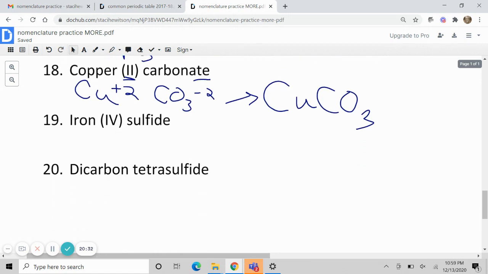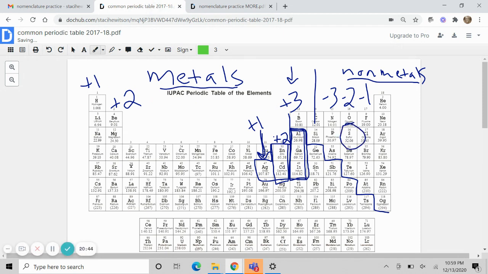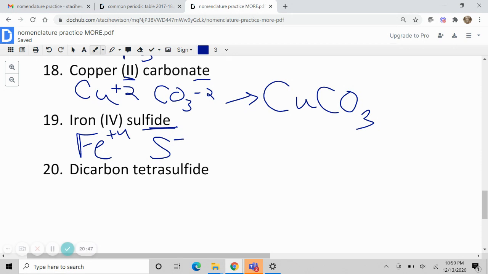All right, iron 4 sulfide. So iron is Fe. Its charge is +4. Sulfide is just sulfur. What's sulfur's charge? Let's look it up. Sulfur has a charge of -2. But remember, if you can reduce the subscripts in ionic compounds, you should. So you'd only need 2 sulfurs for every 1 iron, right? So it would really be FeS2 once it was reduced.